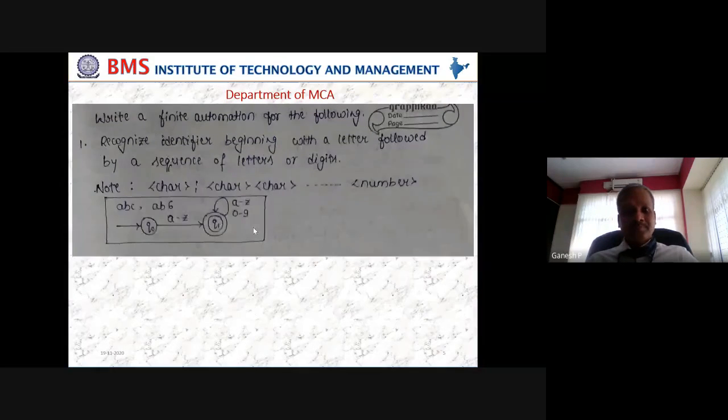You can copy this. The first one was to just recognize an identifier beginning with a letter followed by a sequence of letters or digits. So this is what we used. A to Z, Q0 to Q1. Q1 is a final state as well as a self loop, because at least one letter should be there, or a letter followed by a sequence of letters or digits, is what we have discussed.